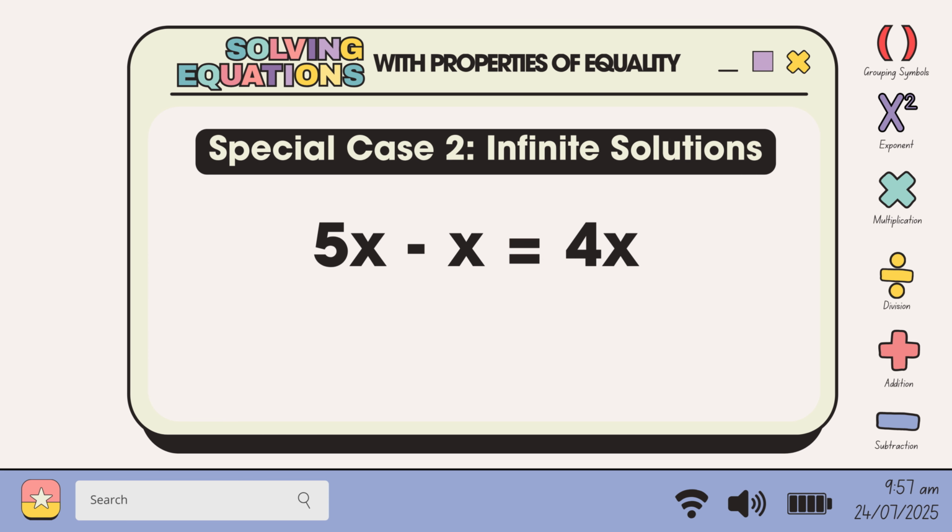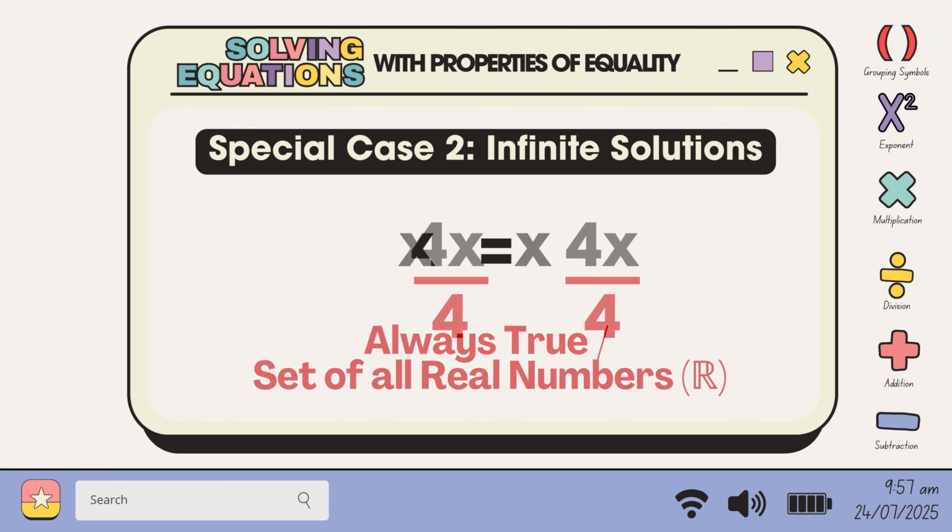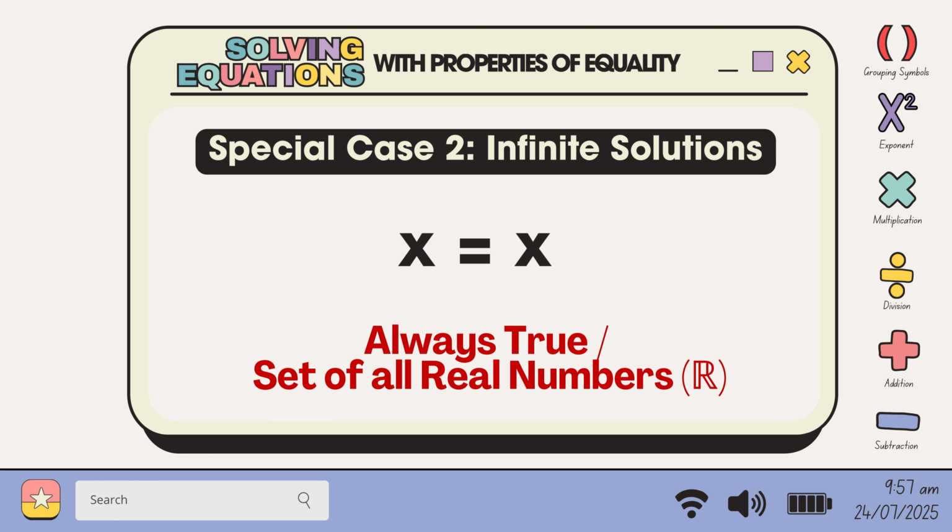Special case number 2, infinite solutions. In 5x - x = 4x, simplifying gives 4x = 4x. Dividing by 4 gives x = x. And this is always true, meaning the answer is the set of all real numbers.